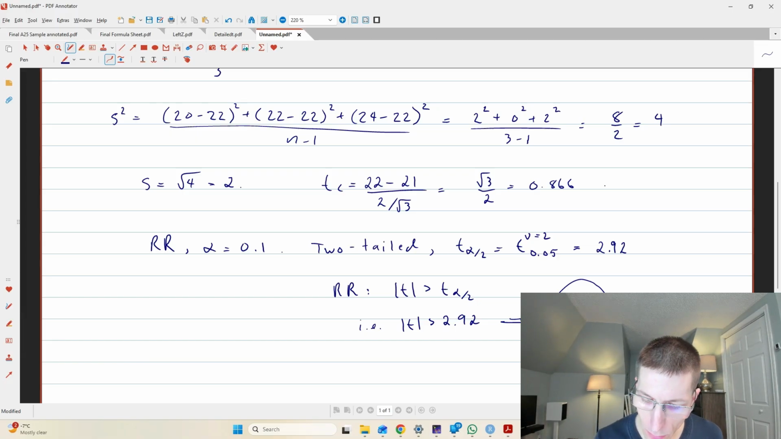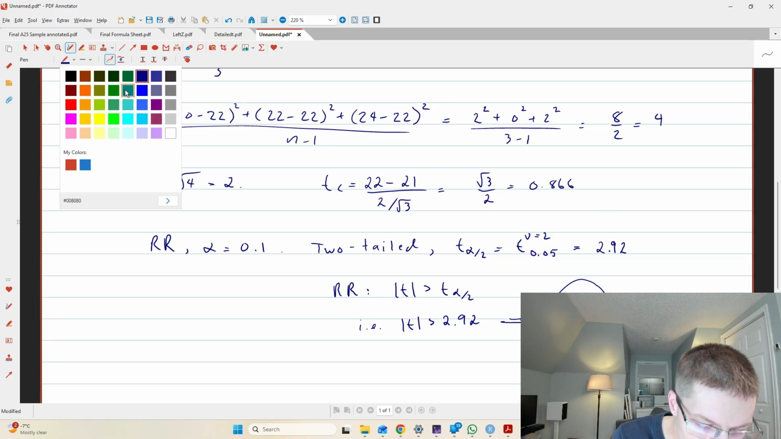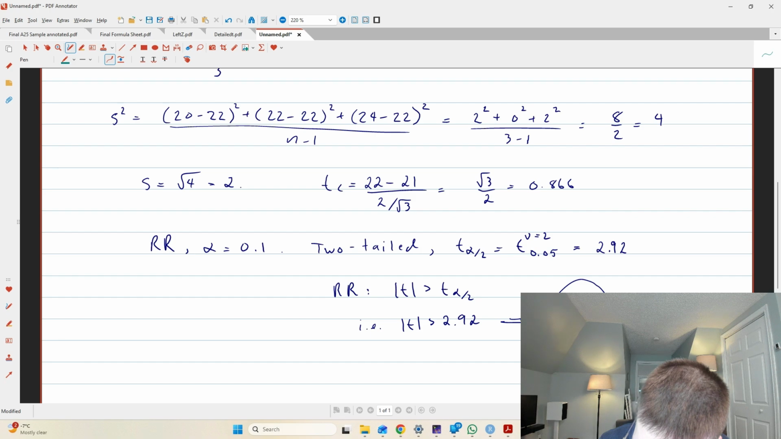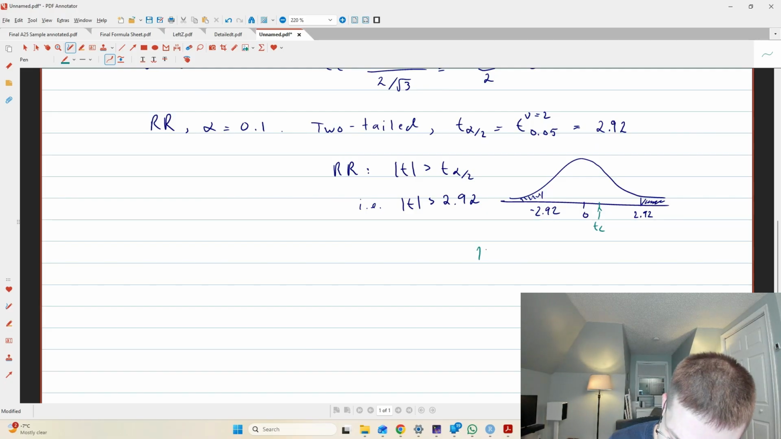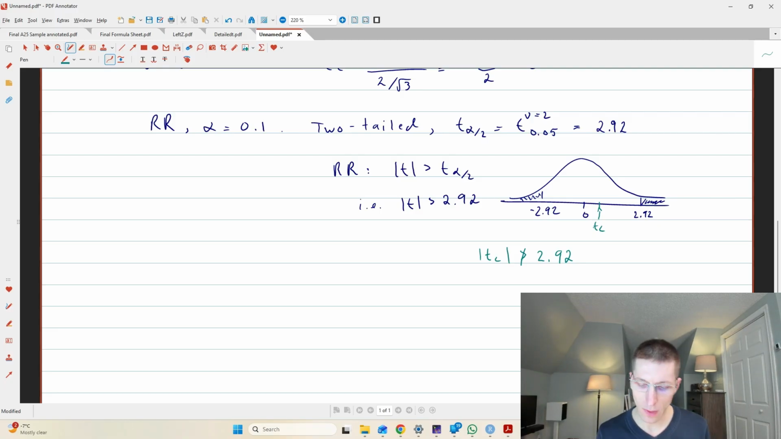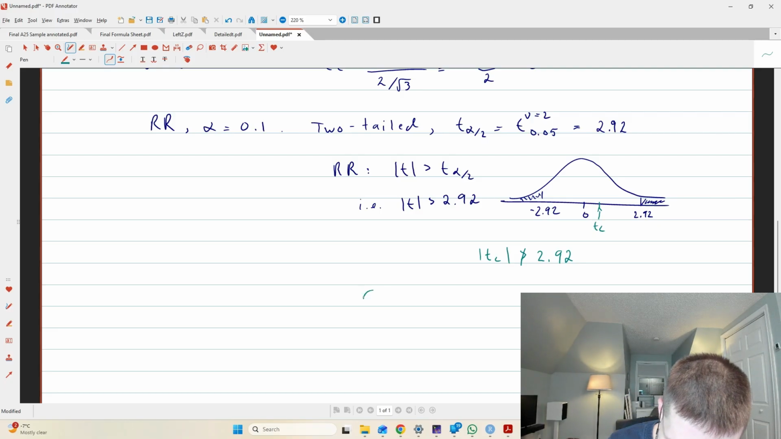Our statistic, though, was 0.866. So TC is right about here. So TC is not in the rejection region. It's not bigger than 2.92. So we cannot reject H naught.